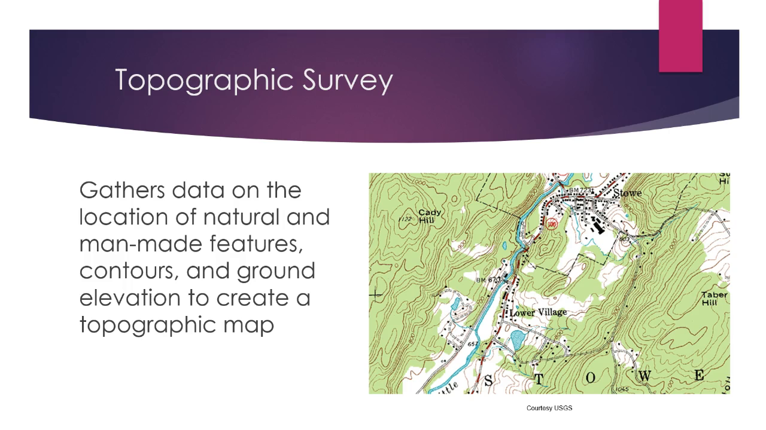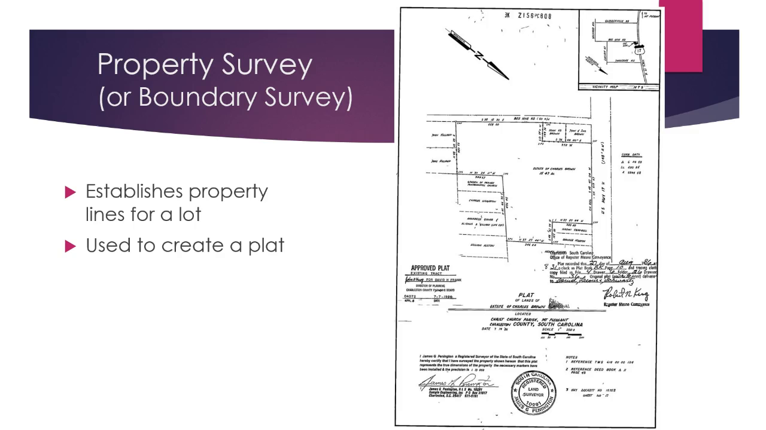There are also topographic surveys. Here's an example of a USGS map. Obviously, a topographic survey takes into account the natural and man-made features and contours of the Earth to create a map that shows us elevations rather than just the horizontal lay of the land. It also shows us the vertical.